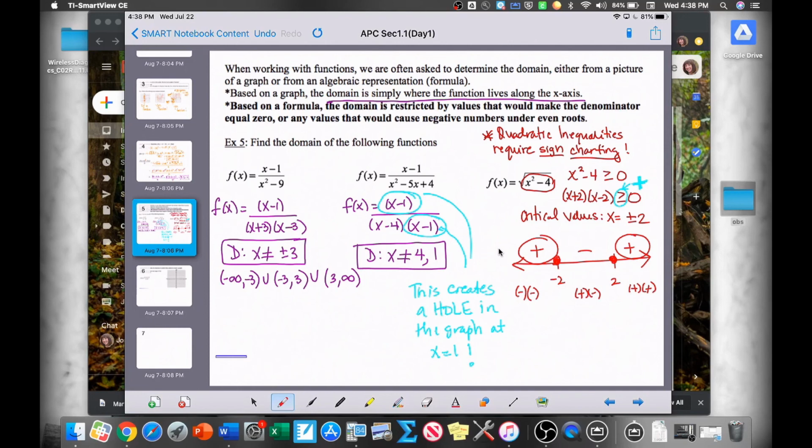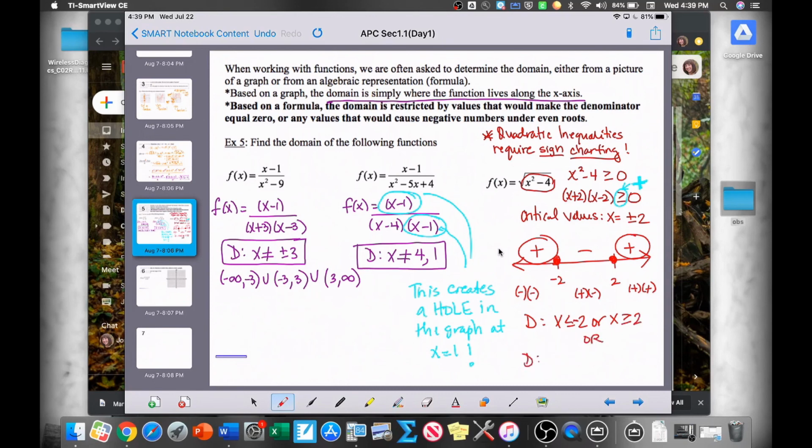So I can write my domain two different ways. I could either say x is less than or equal to negative 2, or x values are greater than or equal to positive 2. That's one way I could write it.